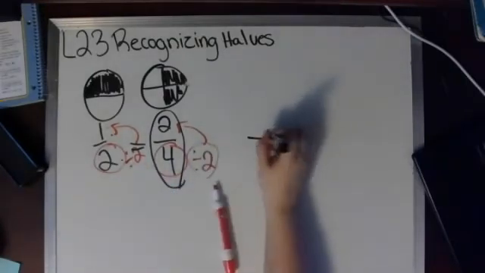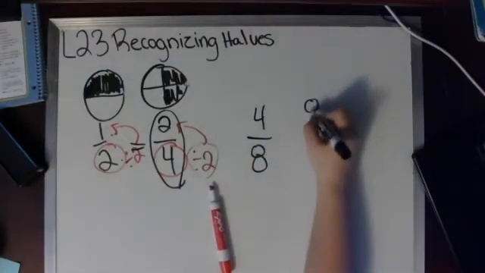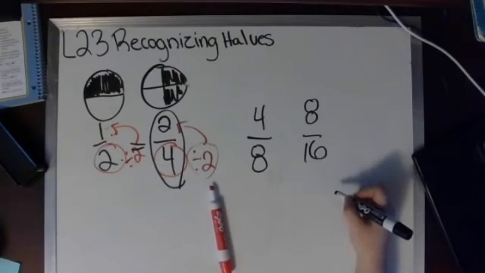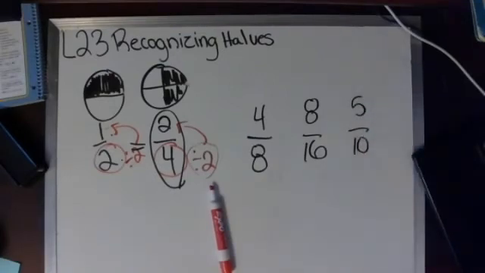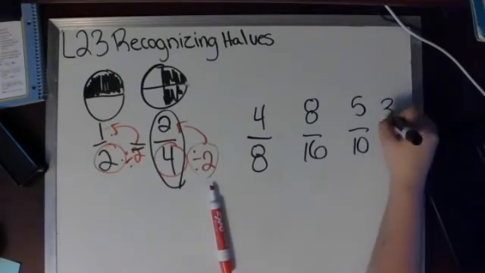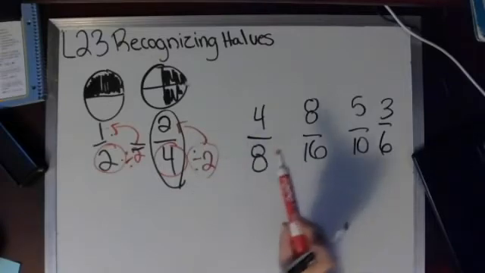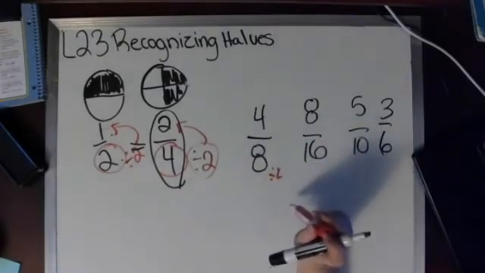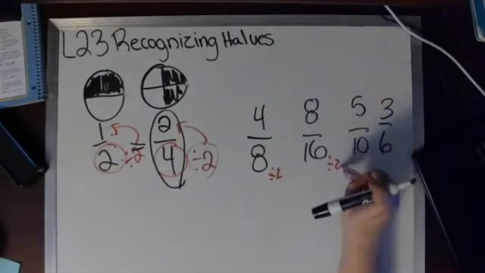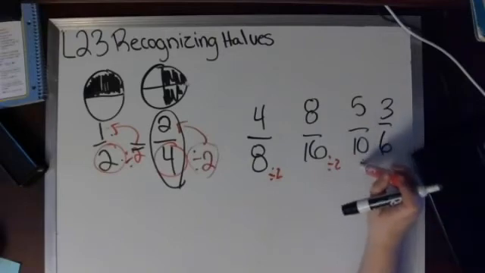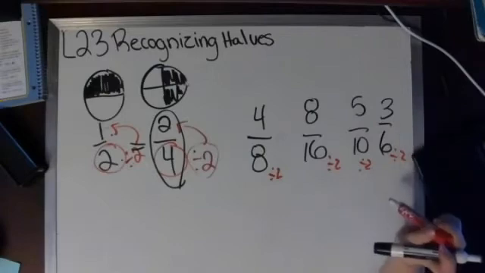I could do 4/8. That's half. I could do 8/16. That's also half. I could do 5/10. That is half. I can do 3/6. That is also half. Because each one of these, I can take this denominator, divide it by 2, and I get the numerator. 8 divided by 2 is 4. 16 divided by 2 is 8. 10 divided by 2 is 5. 6 divided by 2 is 3.